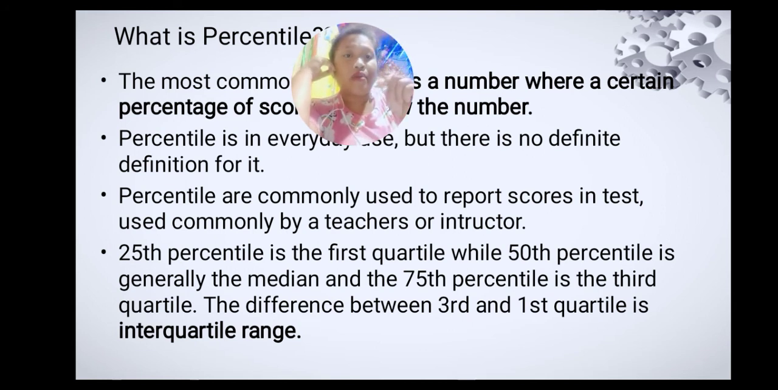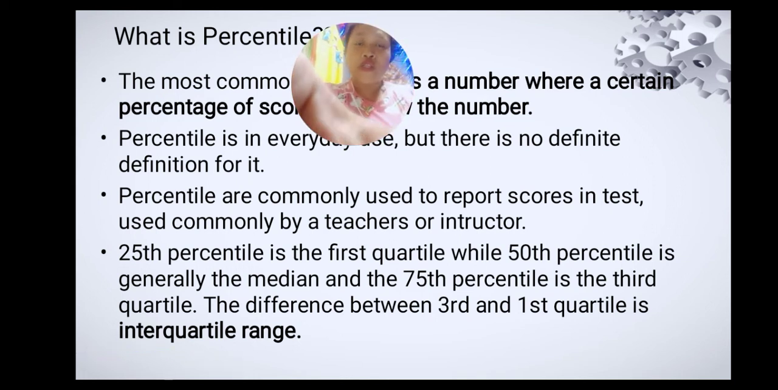Muna siya kasagaran gamiton mag-compute o grado ng 1%. 25th percentile is the first quartile, while the 50th percentile is generally the median. And the 75th percentile is the third quartile, and the difference between the third and the first quartile is called the interquartile range.